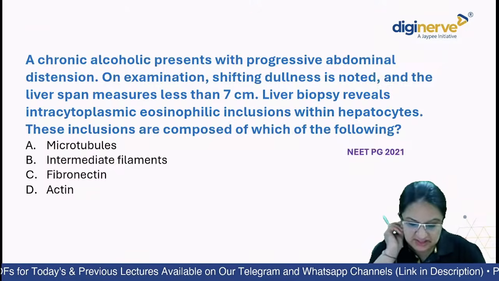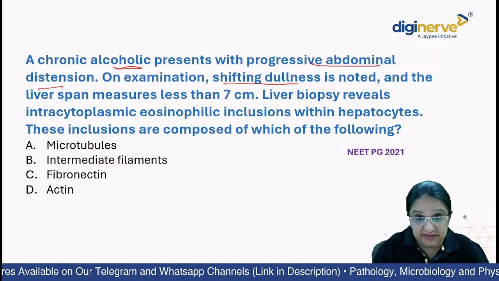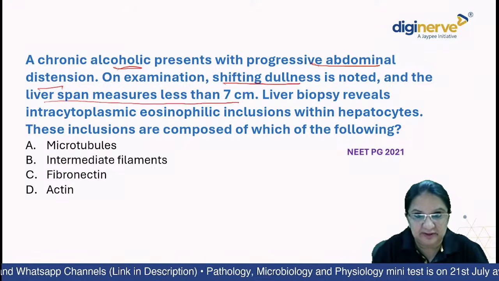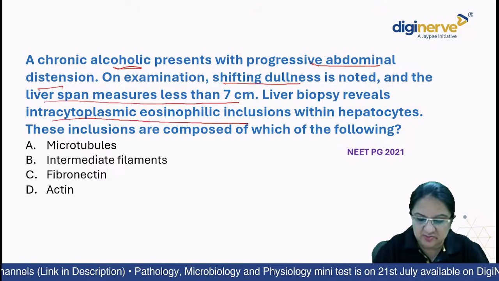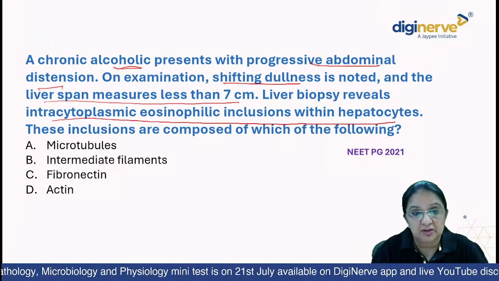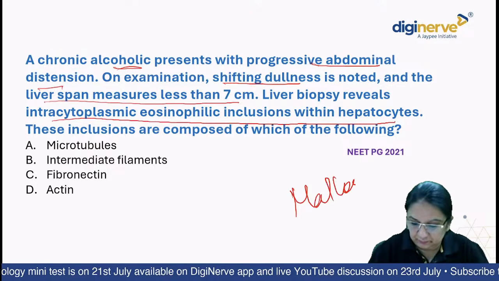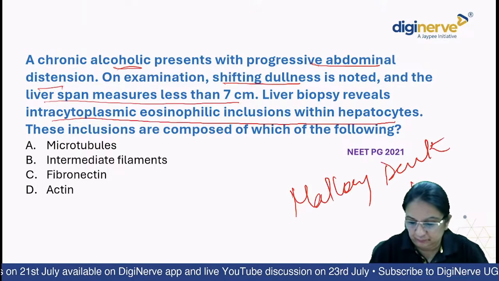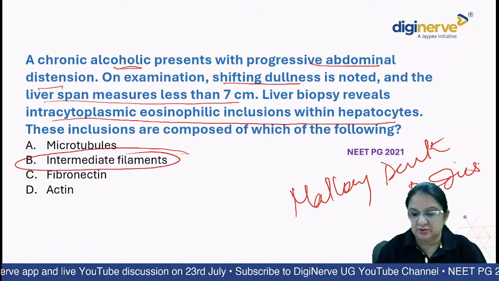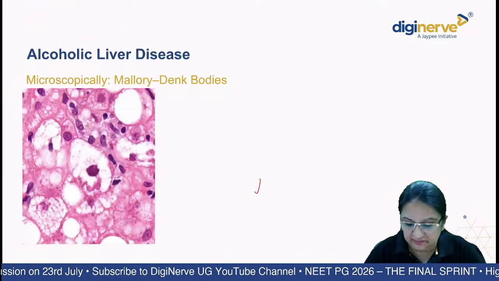Then, a chronic alcoholic patient, abdominal distension, shifting dullness, liver span is increased, liver biopsy, hepatomegaly. There are intracytoplasmic eosinophilic inclusions within the hepatocytes. So what are these? These are your Mallory bodies. And what are these made up of? These are made up of intermediate filaments. All right. So Mallory-Denk bodies are made up of intermediate filaments.